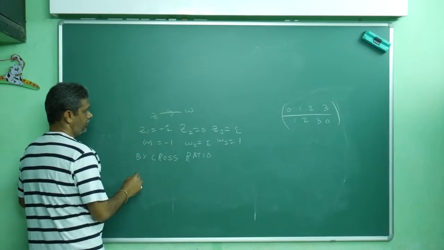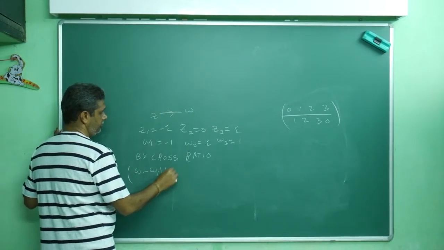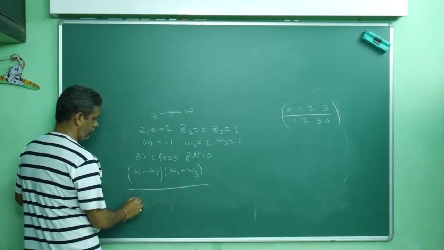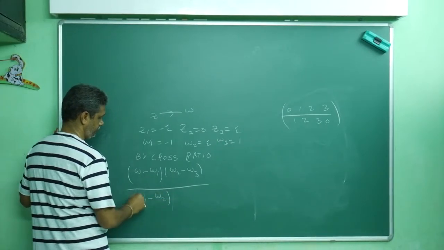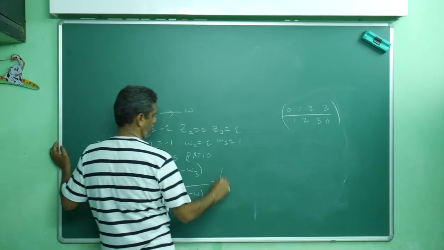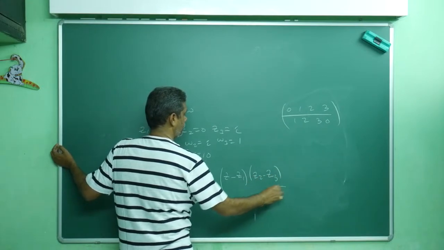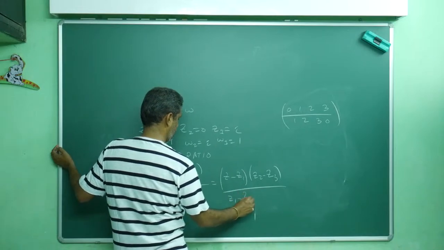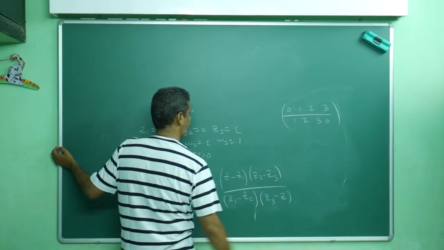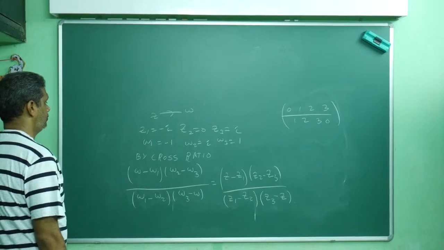By cross ratio, what can I write? 0 means it's nothing but W minus W1, then 0, 1, 2, 3: W2 minus W3. You can start with: let Z map onto W, then 1, 2, 3, 0: W1 minus W2, W3 minus W is equal to, same story you can write here, Z minus Z1, Z2 minus Z3 by Z1 minus Z2, Z3 minus Z. Is everything available or not? Now substitute it slowly.